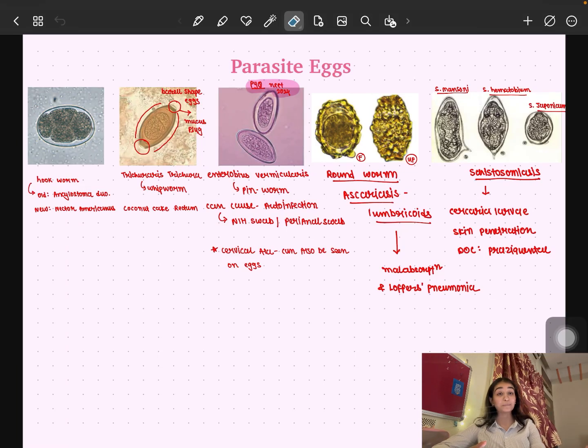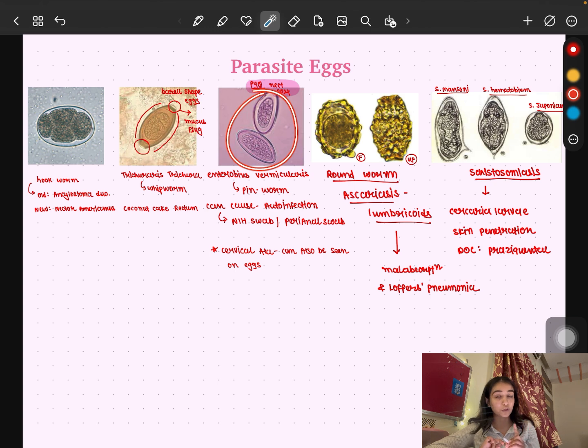So in parasitology, they usually give a photograph of either a parasite or its egg. In this slide, I have combined all the eggs which have a very high probability of getting asked. The first one is this. I'll talk about pinworm first because in NEET 2024 they asked it, and in NEET 2025 they also asked pinworm. So let's just start with the pinworm.